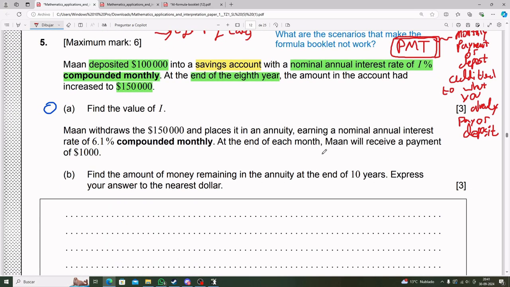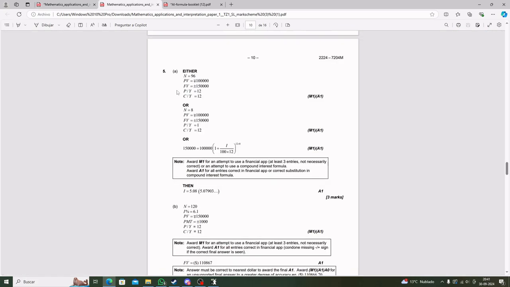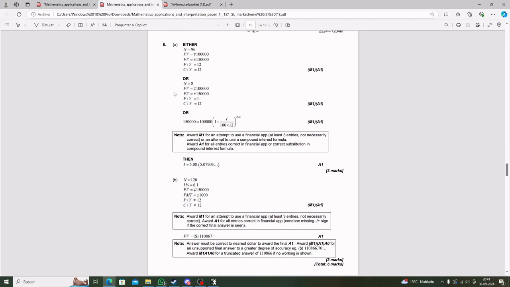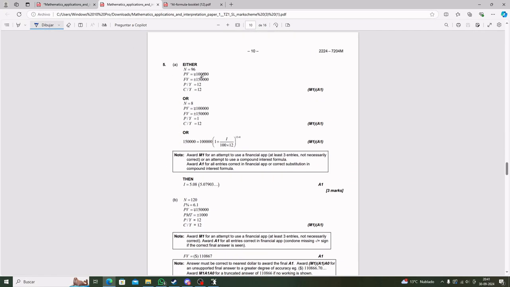PMT is the monthly payment or deposit additional to what you already pay or deposit. And as you can see, if you just read part B really quickly, here at the end it says, at the end of each month, he will receive a payment of 1,000. Which is completely additional to what he already has to pay.